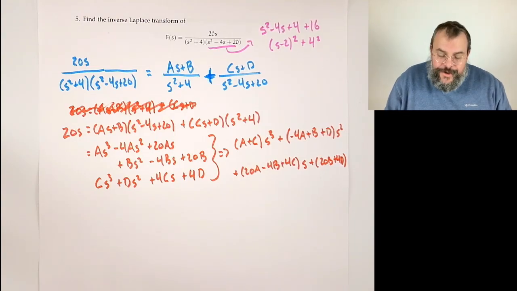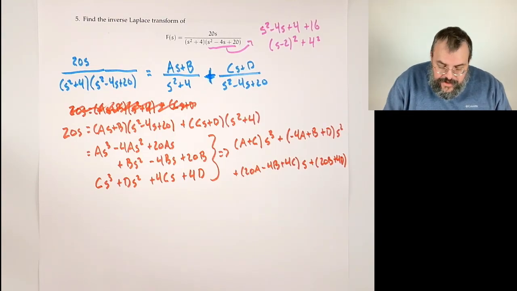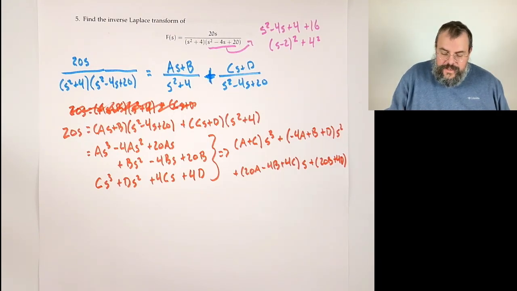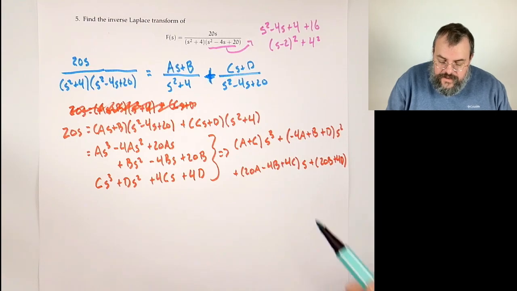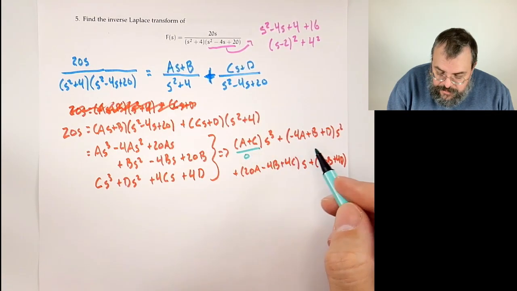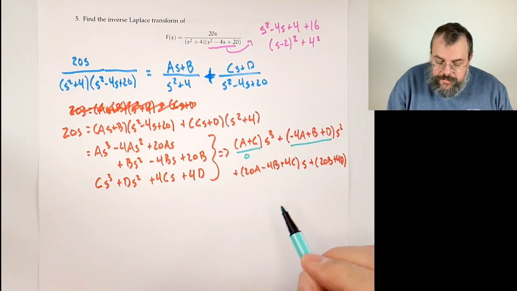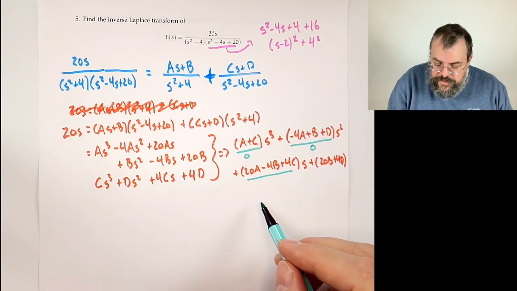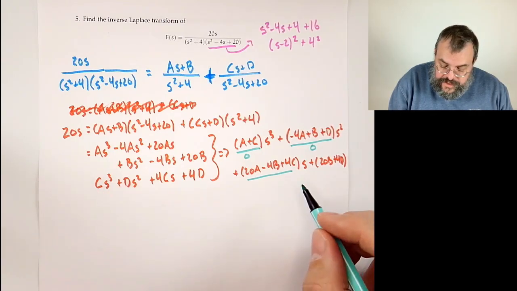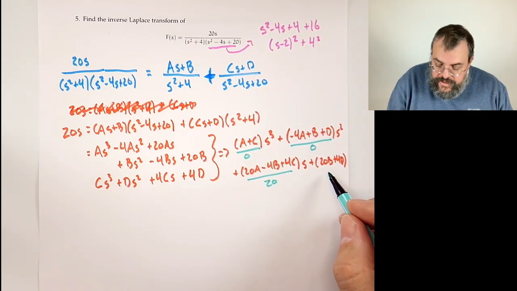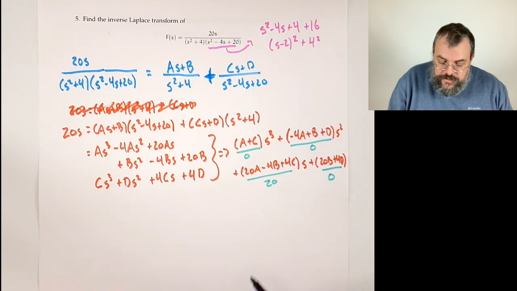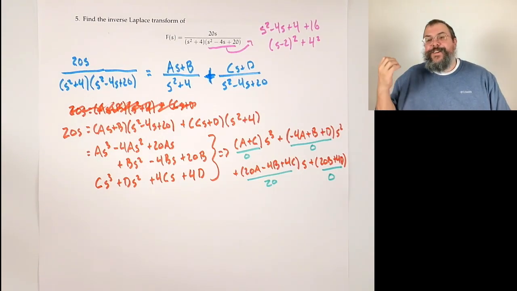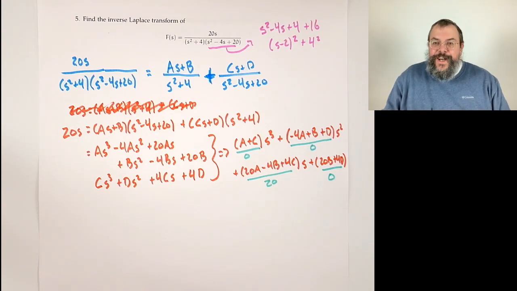Okay, so we multiplied it out, we gathered our coefficients, and now we say, hey, this has to match with that. So a plus c has to equal 0. Minus 4a plus b plus d has to equal 0. 20a minus 4b plus 4c, well, that's got to equal 20. And 20b plus 4d has to equal 0 because there's no constant term. So now we have 4 equations with 4 unknowns.